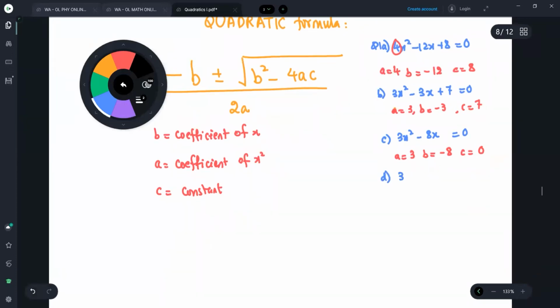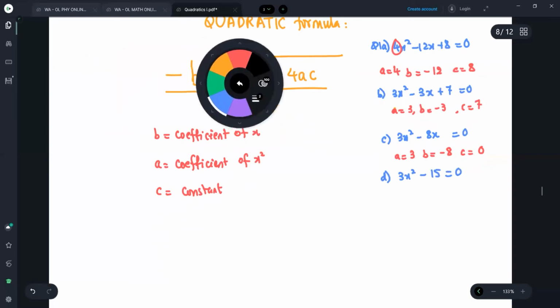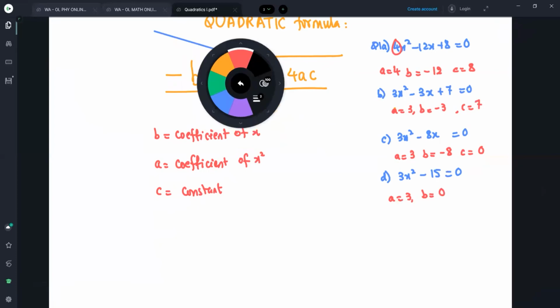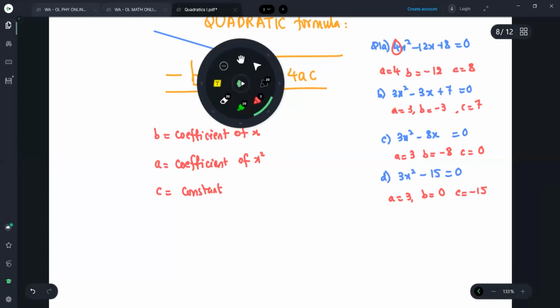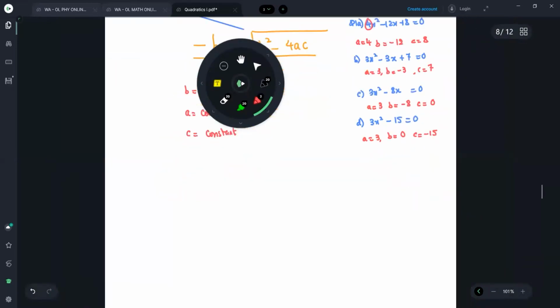Please pay attention. It's going to be very helpful tomorrow. 3x squared minus 15 equals 0. Now if I ask you what is a here? 3, a is 3. What is b here? So I don't have a b. b is the coefficient of x, okay? So b is 0 and c is minus 15. Yes or no? Yes, sir.